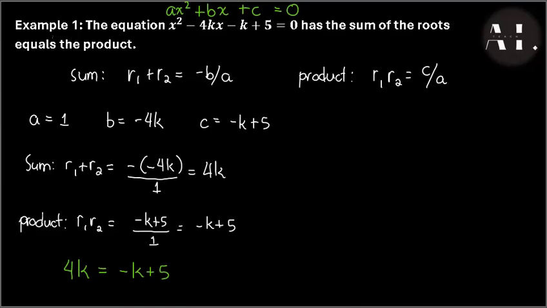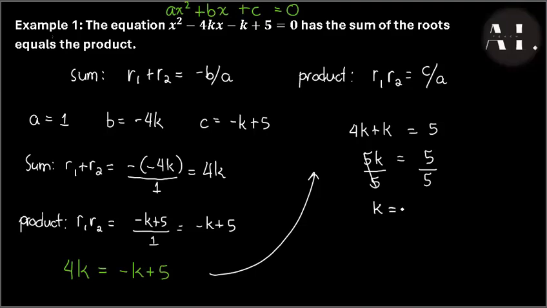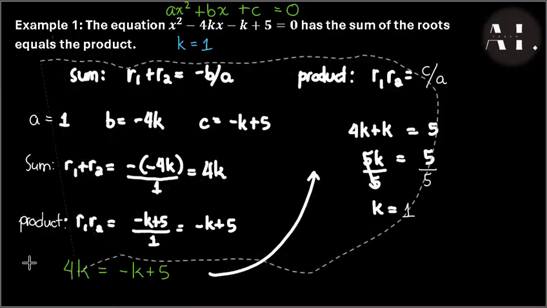To solve for k, we need to add k on both sides of the equation. This is simplified as 5k is equal to 5. Then divide both sides by 5, and we will get the value of k, which is equal to 1. Now, let's verify our solution by substituting k is equal to 1 back into the equation and checking if the sum of the roots equals the product.